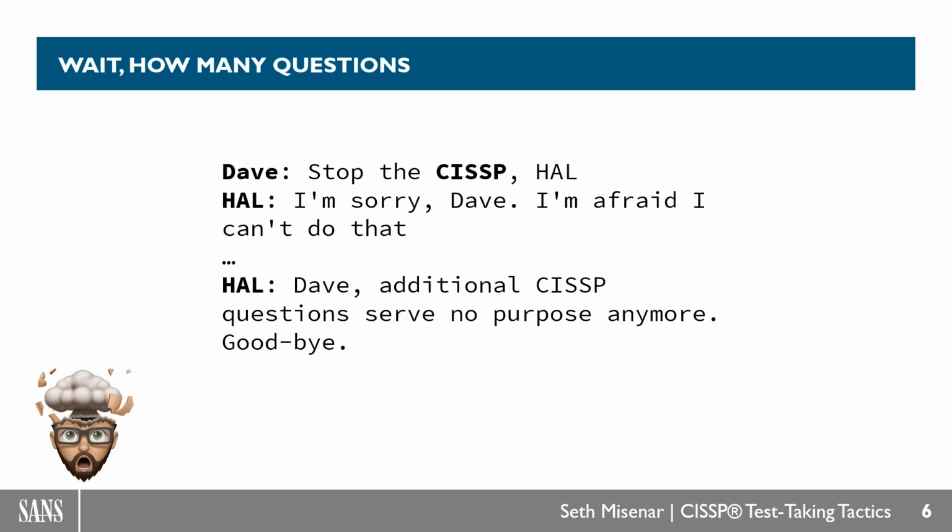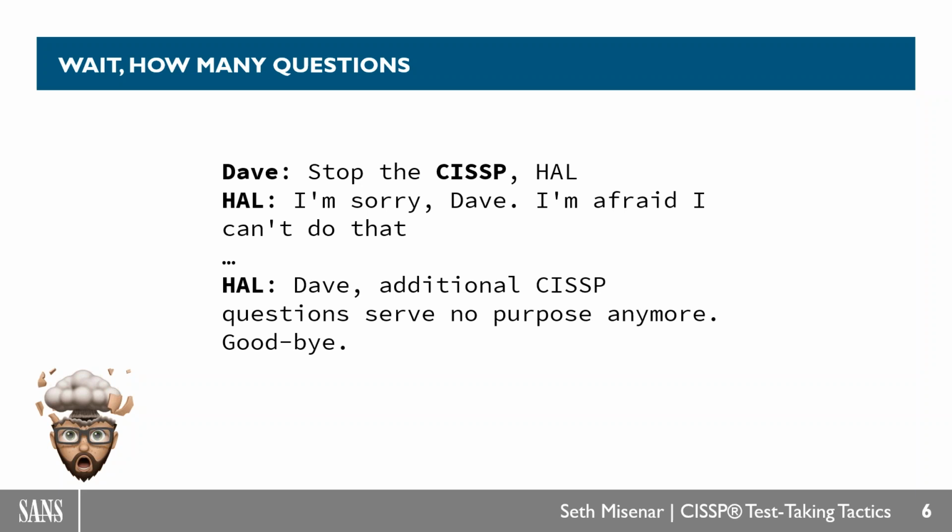So I think of this as like Space Odyssey 2001. Stop the CISSP, Hal. I'm sorry, Dave, I'm afraid I can't do that. And then you submit more and more and more questions, right? Because everybody wants to be done at 100 because you think, oh, it's gonna be beautiful. That means I just nailed everything. But you answer a bunch more questions, and then Hal finally says, Dave, additional CISSP questions serve no purpose anymore. Goodbye. And then it's done.